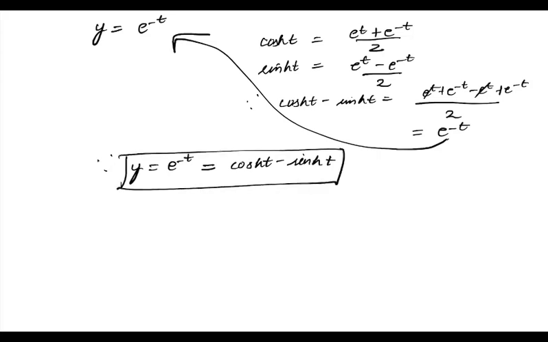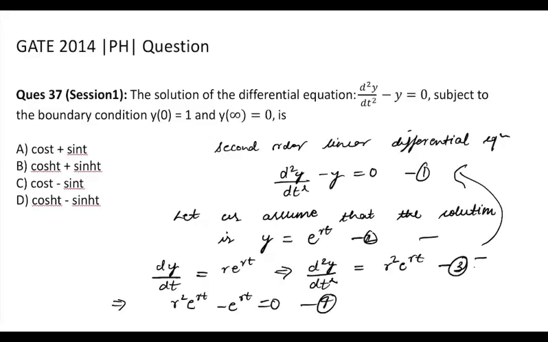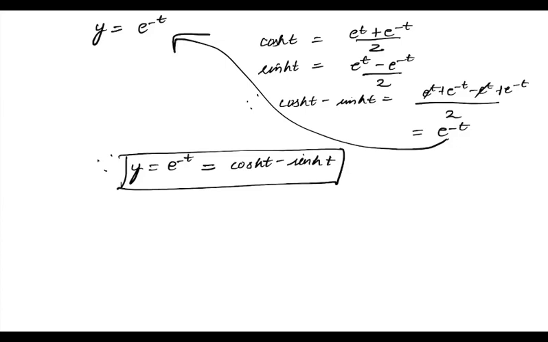So option D is the correct option, because that is cos hyperbolic t minus sine hyperbolic t. So that is the solution.